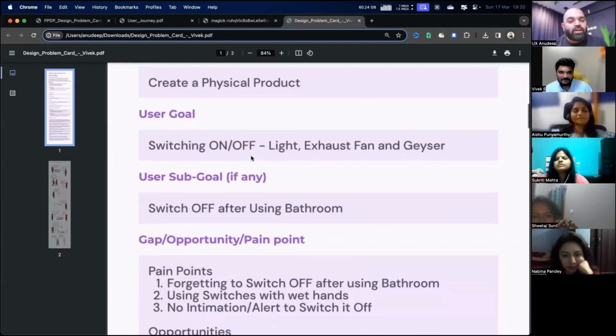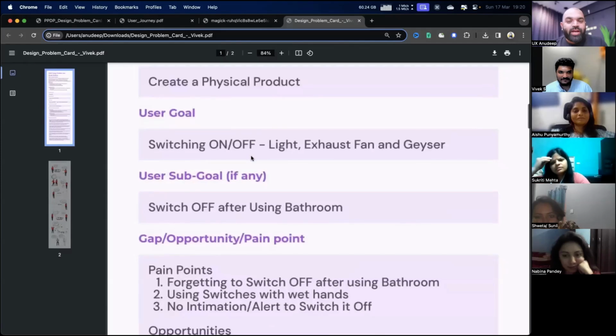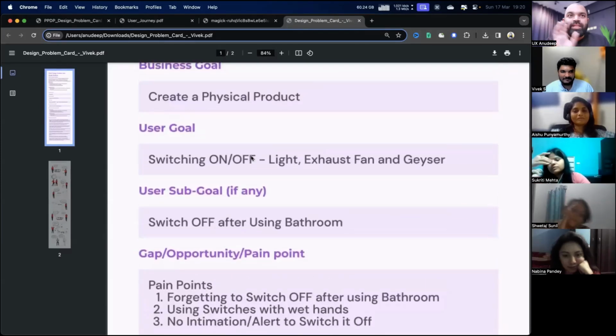Use the words switch on, off, light, exhaust fan, and geyser. Interesting. So when you say switch on and off the light or the geyser, is it just about switching on and off, or is there something else? Yeah, it's just about switching on and switching off without forgetting. Correct. Without forgetting. That part is missing. Yeah, I wrote that in the steps.